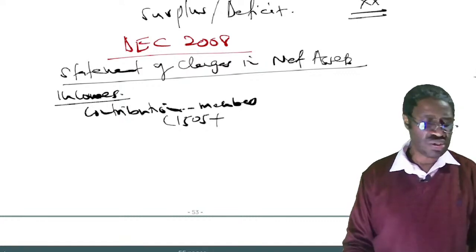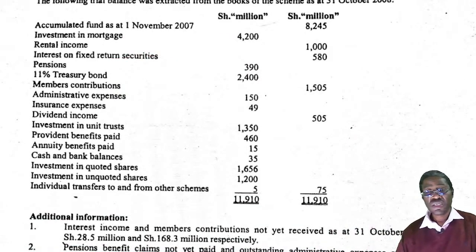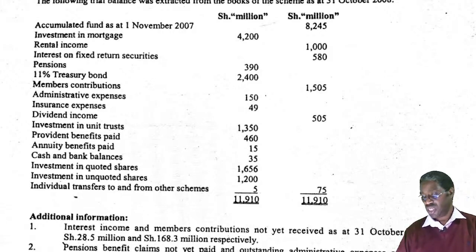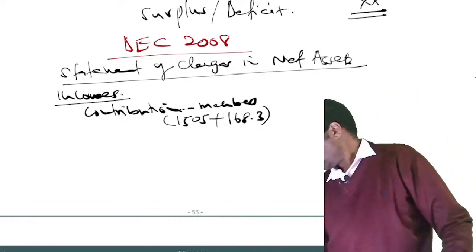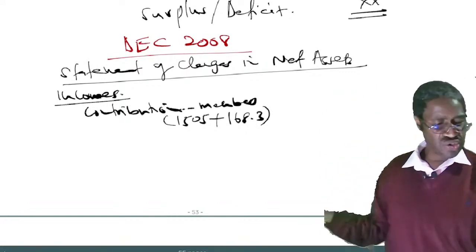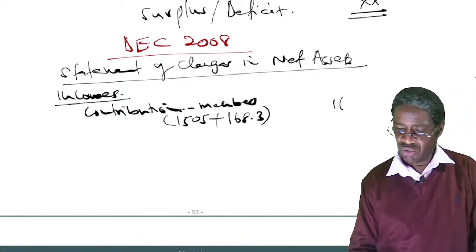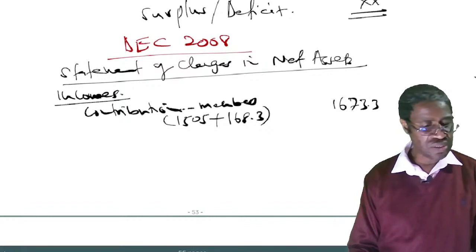But there is a members' contribution which we have not received. According to additional information number one, interest and members' contributions not yet received: 28.5 in interest, 168.3 is the members' contribution. So we add that income which is owing, 168.3. So let's get the totals now. What is our true income for the year? I'm taking 1505 plus 168.3. I'm getting a true income of 1,673.3. I hope I'm correct. Confirm my figures.